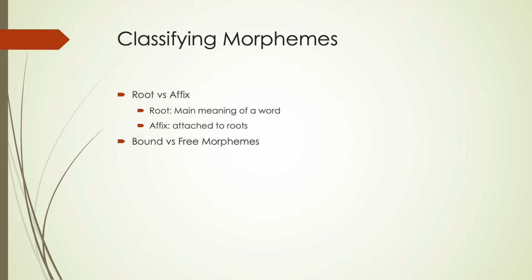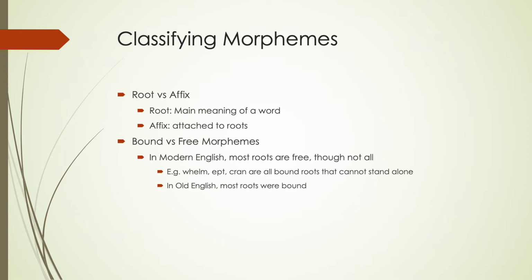I don't have to add anything to it for it to be a word that makes sense. If something is bound, this means that it has to have something attached to it for it to have the meaning that it has. So in modern English, most of our roots are free, but not quite all. And so things like whelm or ept or cran, as in cranberry, are bound roots. They can't stand by themselves. We have to add something to them before we actually have a complete word. In Old English, though, most of our roots were actually bound. We had to add different sort of grammatical pieces to them that we now do with syntax, but used to do with morphology and with different affixes.